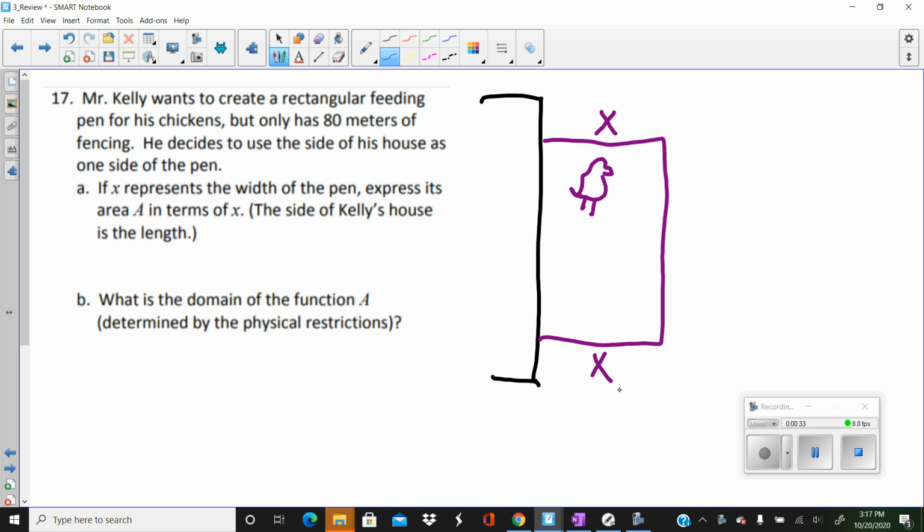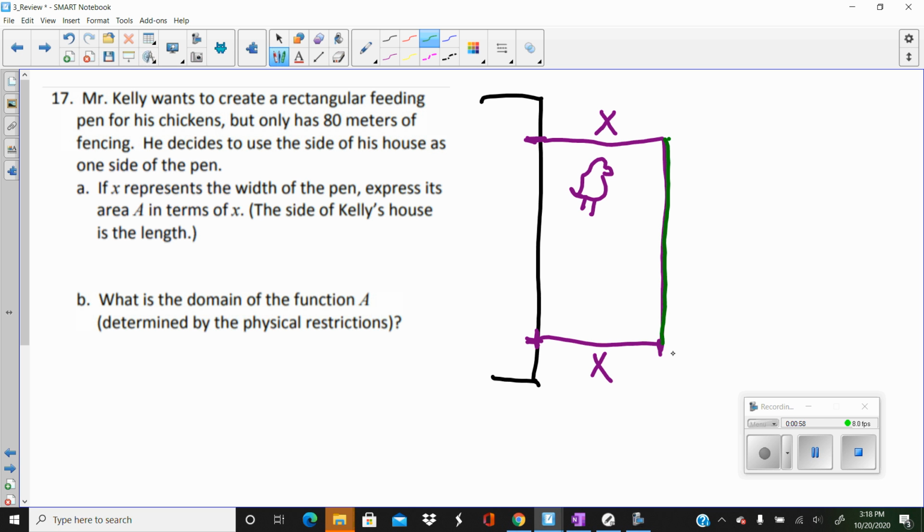The side of Kelly's house is the length. So here, from here to here is the length, and from here to here is the width. All right, well, let's analyze this. What exactly is going on here? So if we want to determine, we are going to have some kind of expression that represents this distance right here, because area, of course, is length times width, base times height of a rectangle, however you have historically looked at that.